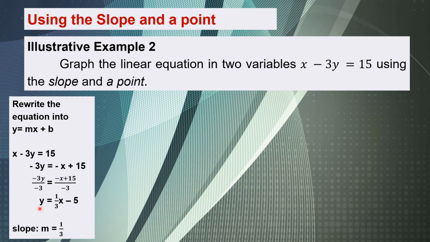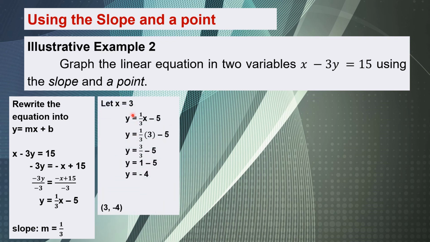So, we have now y equals 1/3 x minus 5. 1/3 now is our slope. Our m is equal to 1/3. Next is, kailangan natin magkaroon ng isang point. Para magkaroon tayo ng isang point, mag-set tayo ng kahit anong values ng x para mahanap natin yung value ng y. So, ang gagamitin ko ay, nilet x ko equals 3.